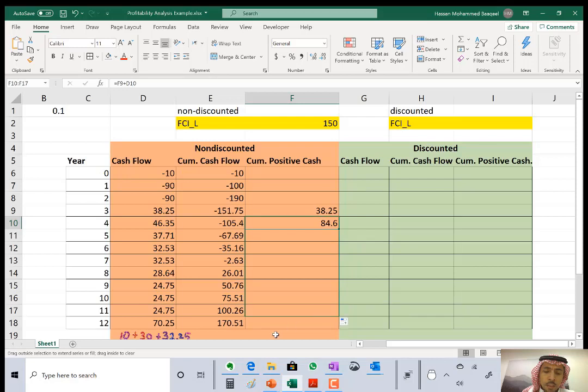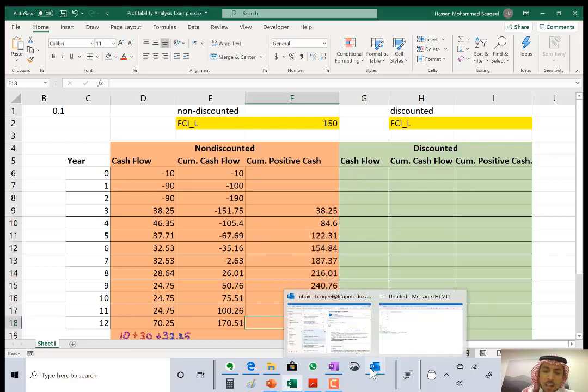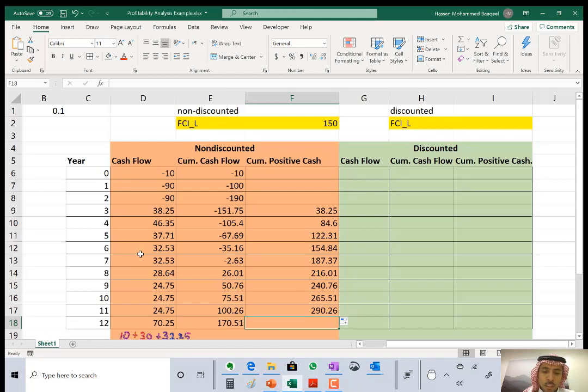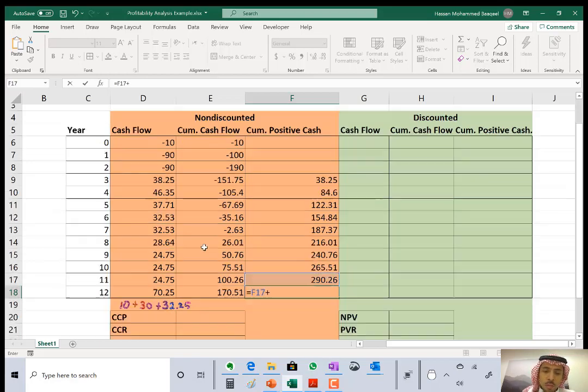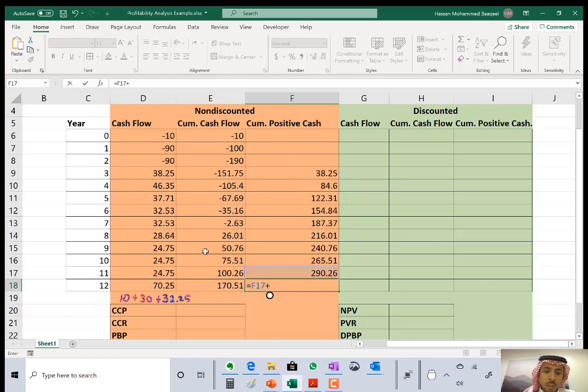I will stop at year 11. At year 12, I will add to the previous year's cumulative positive cash, or generated cash, only 32.25, as that's the amount I generated in year 12, or another way, how much cash flow I have in year 12, minus 10, which is the land, minus 30, which is equal to the working capital.